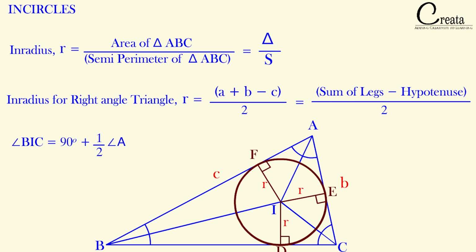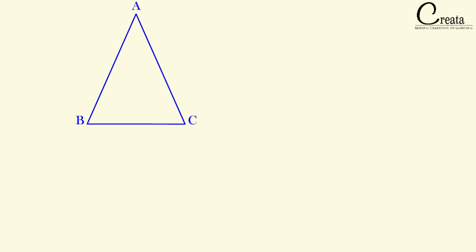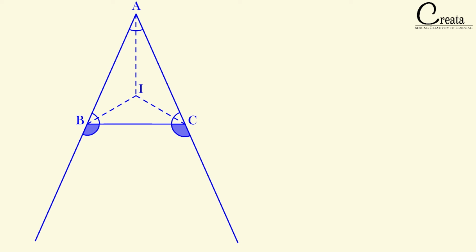Now moving to the next fundamental, that is excircles. Let's check a triangle ABC. Till now we have covered the internal angle bisectors, the angle bisectors which are inside the triangle. Now we will cover the angle bisector of exterior angle of the triangle. Let's extend the sides AB and AC for this triangle. Here these two angles are the exterior angles for this triangle. Let's bisect both of these angles. These two are the exterior angle bisectors.